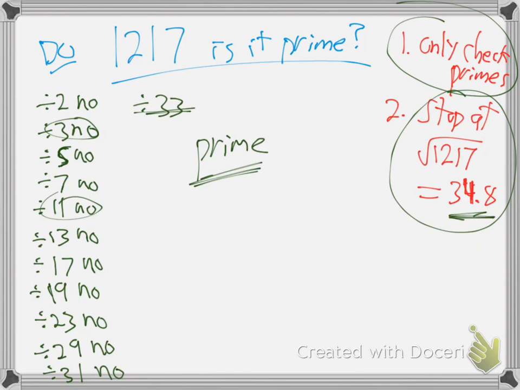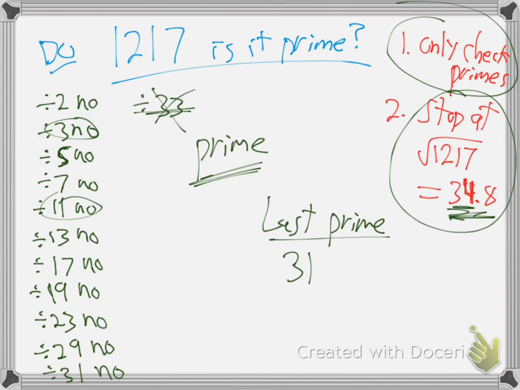Now what they're going to ask you in the homework is, what's the last prime you need to check? So it's not 34. 34 is not prime. When you do the square root thing, that tells you the stopping point, but you've got to back up and find the last prime up to that point. So what's the last prime before 34? It's actually 31, because 33 wasn't prime either. Remember, 33 was 3 times 11.